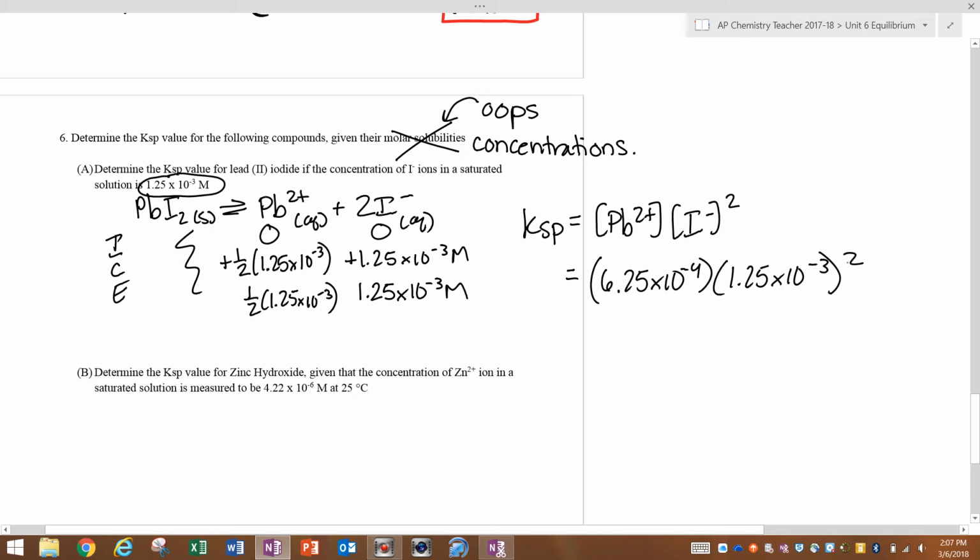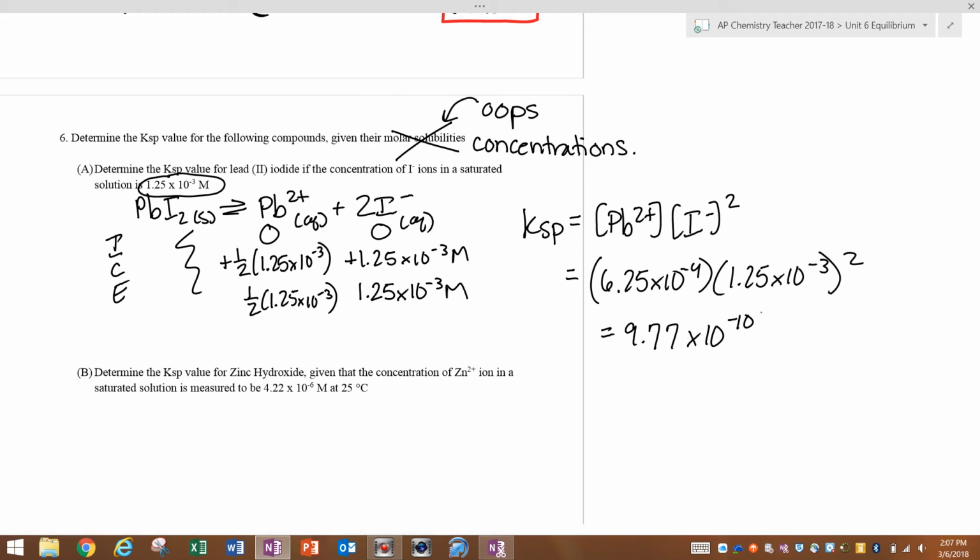So we plug that into the calculator. Whatever you get here, negative 3, sorry, something on the calculator. You should be getting 9.77 times 10 to the negative 10th, I believe. Excuse my calculator errors if there was one.